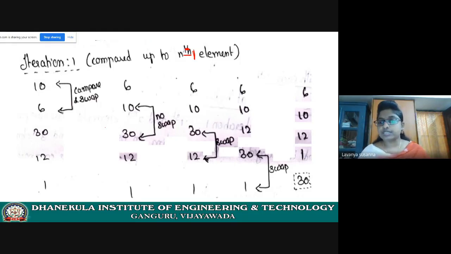Now iteration 2. See here. In iteration 2, when you are going to the next step, see here, 30. In bubble sort, what is happening is, in each iteration, the greater element comes down and the remaining elements will bubble up. This is called bubble sort. Greater elements will come down and remaining elements will go up.